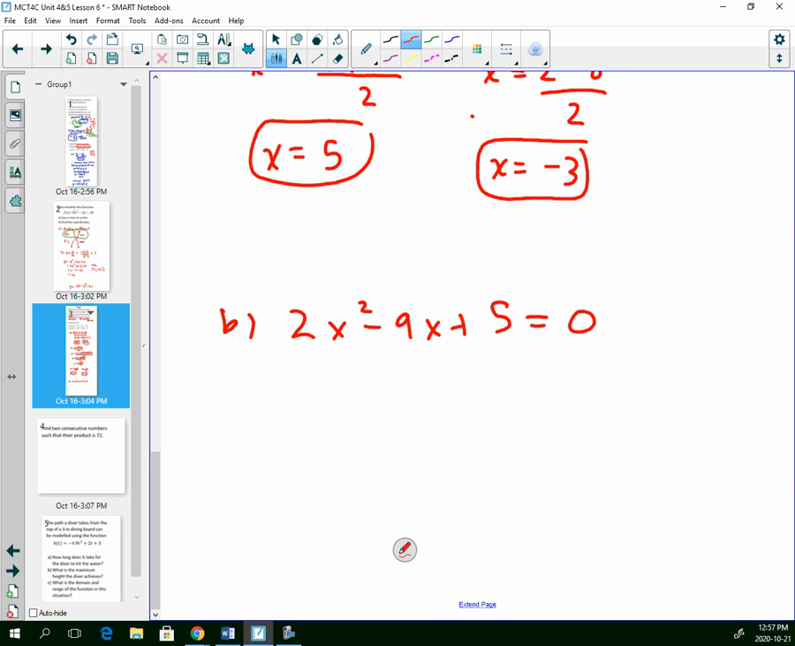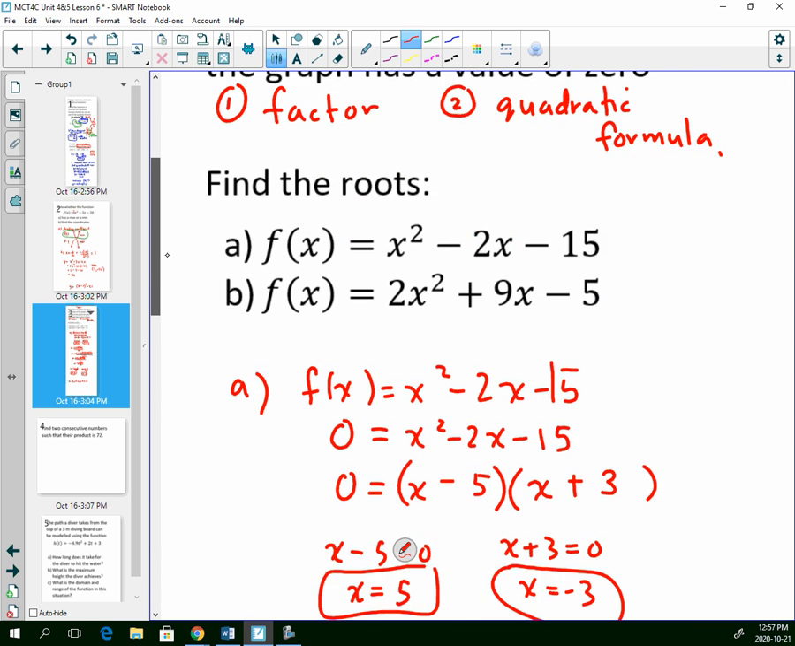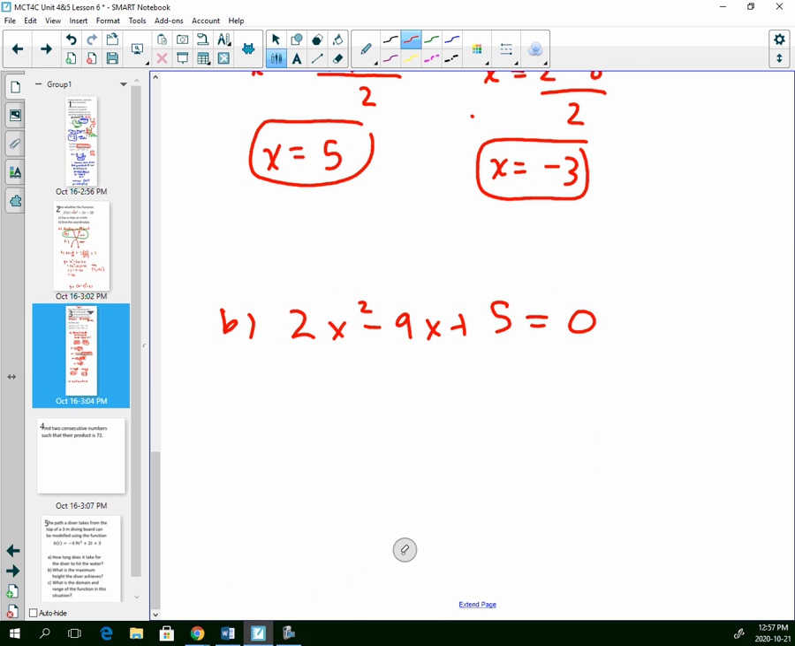And we'll put it equal to 0. Just make sure I get the signs right. Plus 9x minus 5. Put that backwards. 2x squared plus 9x minus 5. Okay, I think I can factor this.